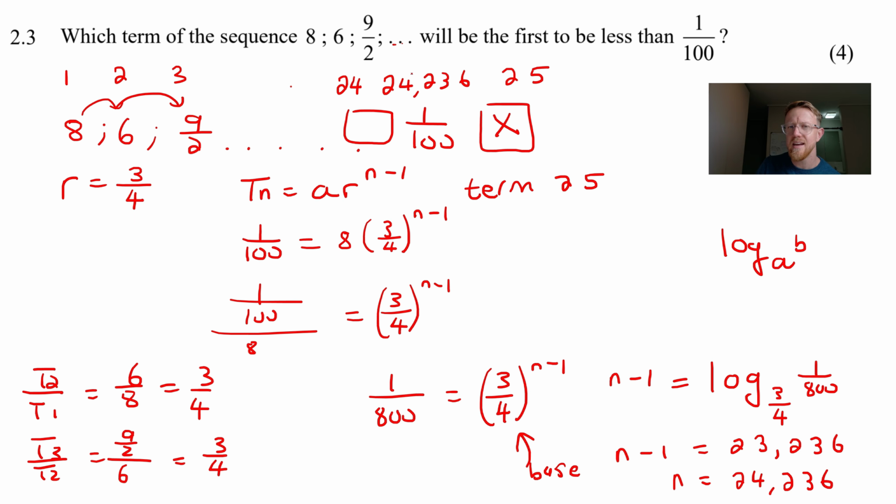So just once again, yes, you cannot have a term number that is a decimal, but it still helps us to get an idea of where about 1 over 100 would have been. And then we can just realize that, okay, that would be between term number 24 and term number 25. So the answer is going to be term number 25.